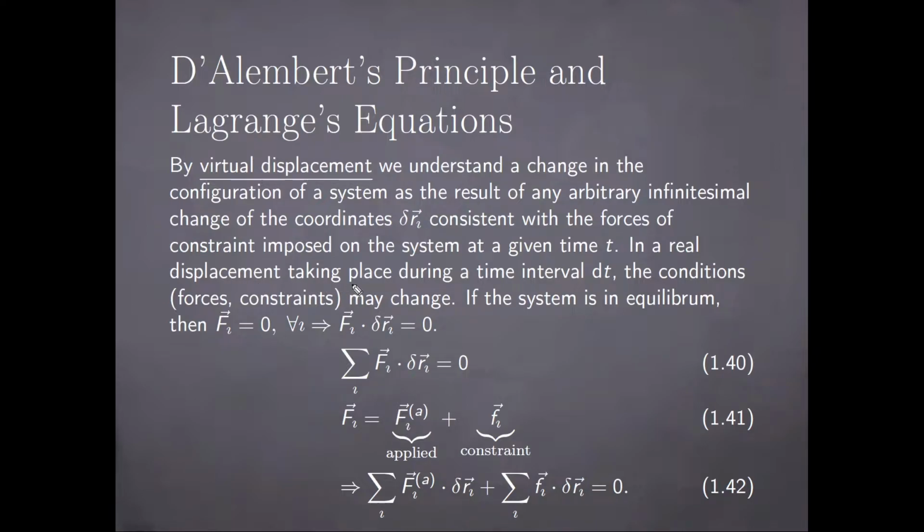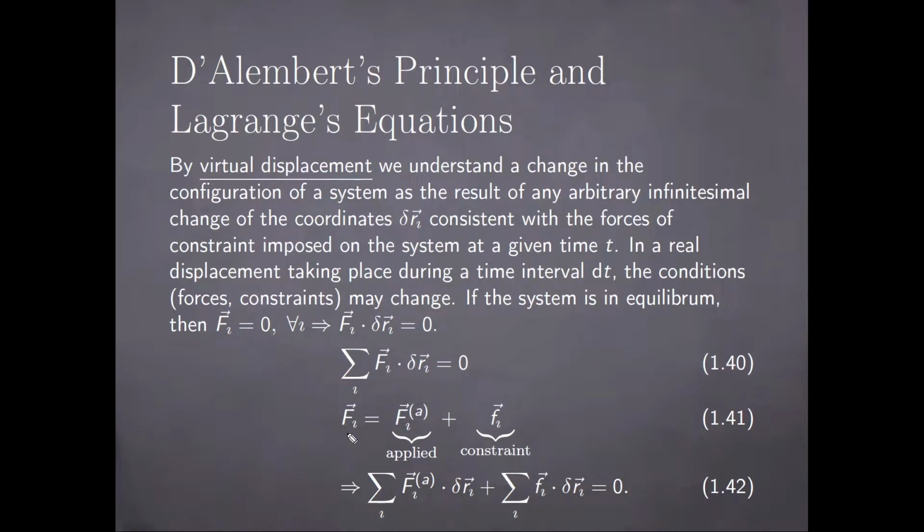In a real displacement taking place during a time interval dt, the conditions, as in the forces or the constraints, may change. If the system is in equilibrium, then the total force acting on any particle is zero, regardless of what particle we choose, and as such, the dot product between the force and the virtual displacement is zero. If we sum this condition over all the particles in the system, we obtain a sort of equilibrium condition for the system during virtual displacement.